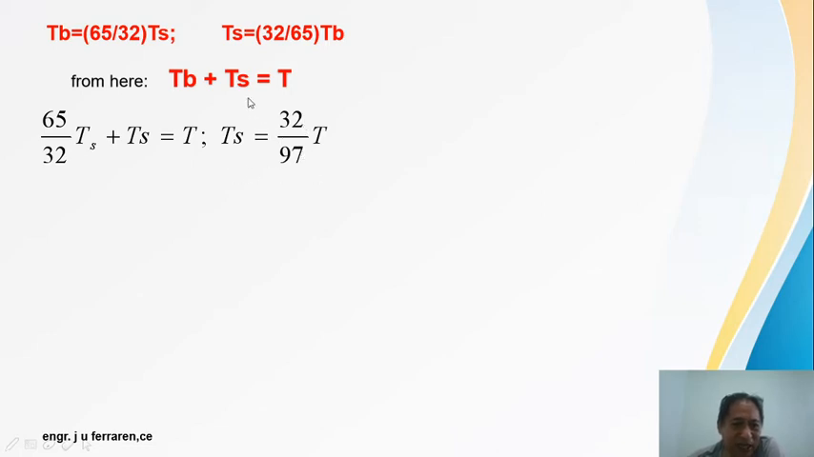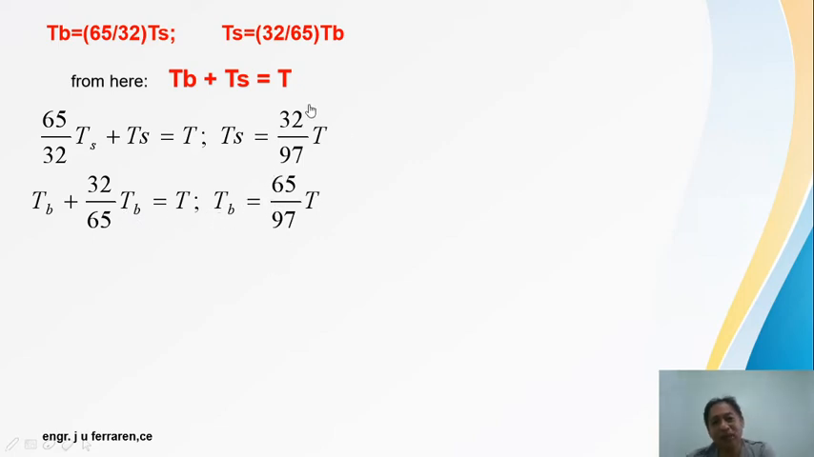Do the same, if I use this, I will do it with TB, so the TS I will replace. Okay? So I can go with the first equation. TB I retain, and the TS I replace with TB. Okay. So this is 1, so 65 over 65, correct? So that's 97 over 65. So that is 97 over 65 TB. So TB in terms of T is 65 over 97.